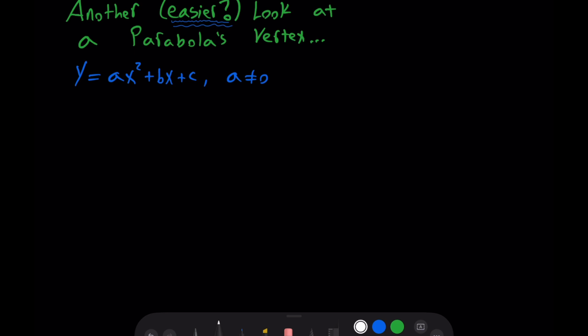The assumption we're going to make here is the same assumption we made with the first video, but here we don't have to go through that lengthy completing the square process to derive the vertex from y is equal to ax squared plus bx plus c.